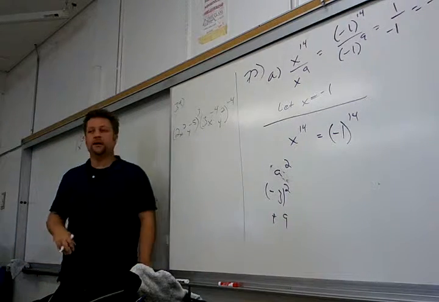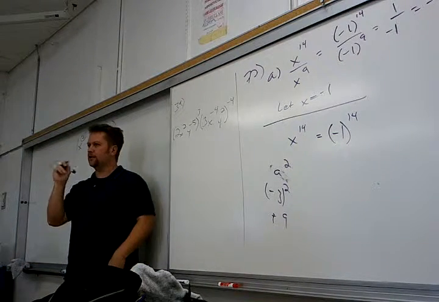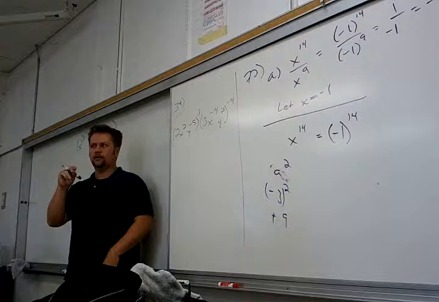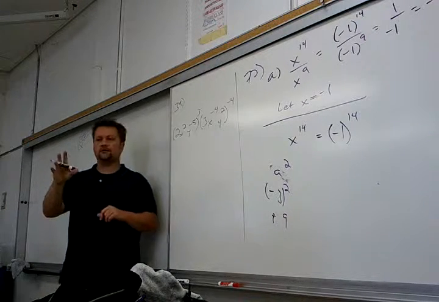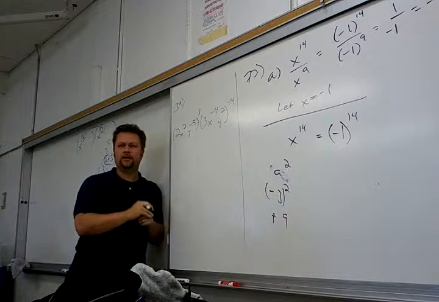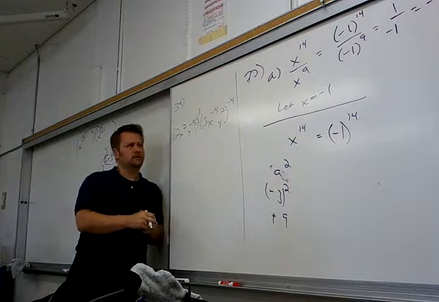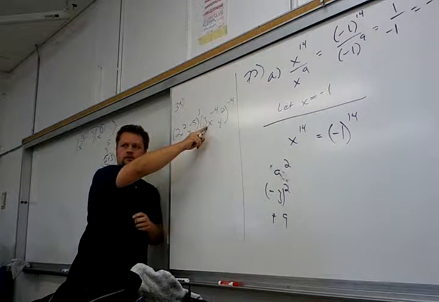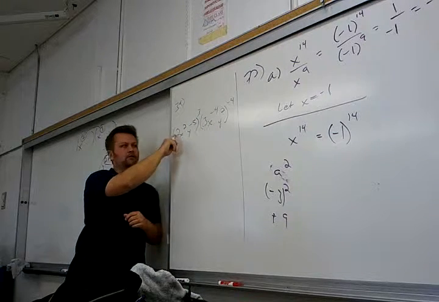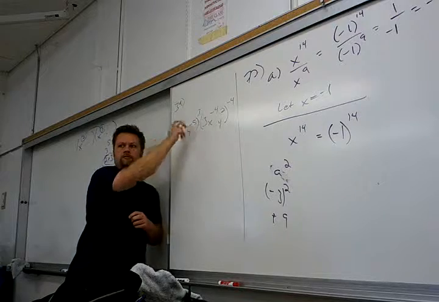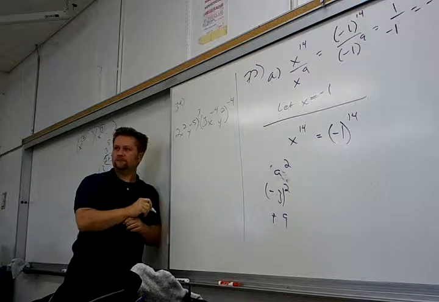Okay, now this one, let me show you the biggest mistake people make. Before I start working it out, can somebody tell me what I should do first? Exponents. Definitely. Can I do 2 times 3? No, because then I'm going against order of operations. I don't have a 2 here, do I?